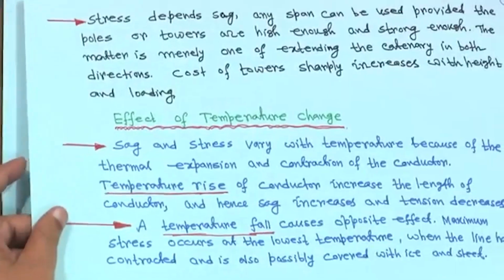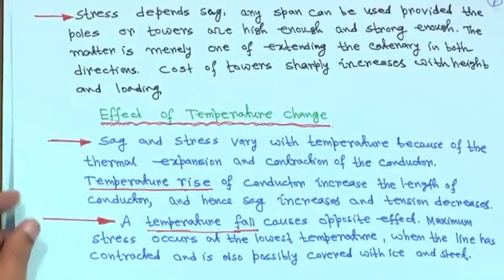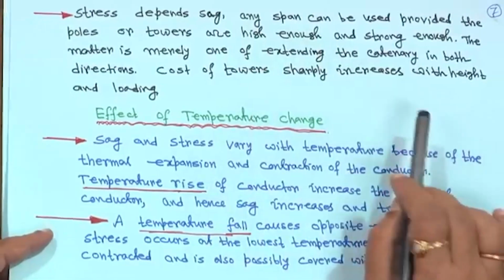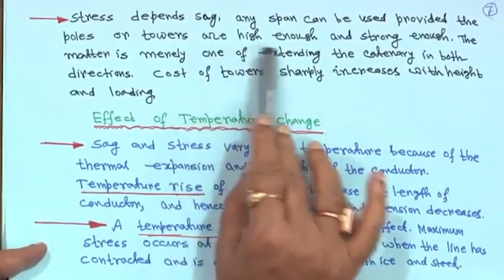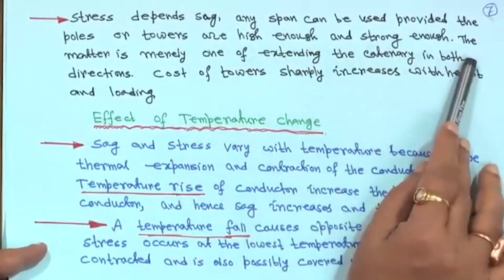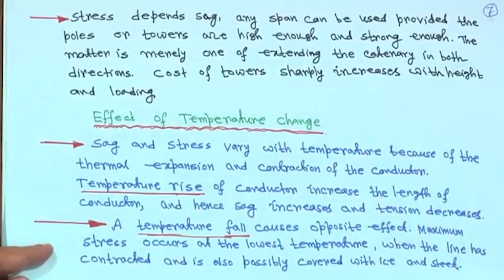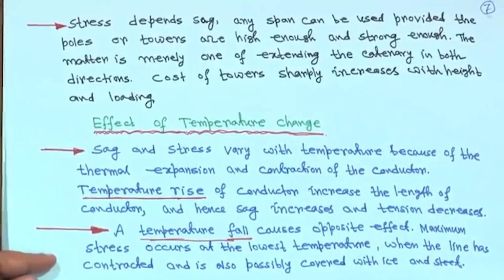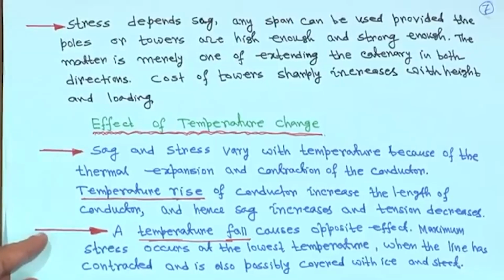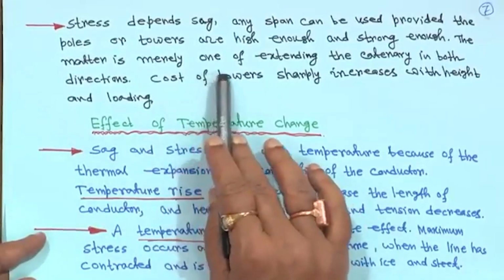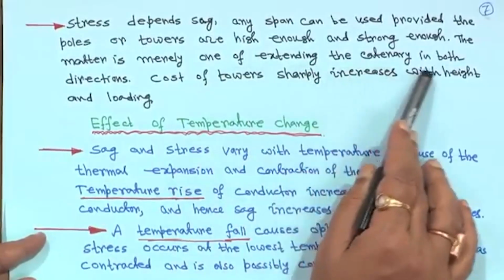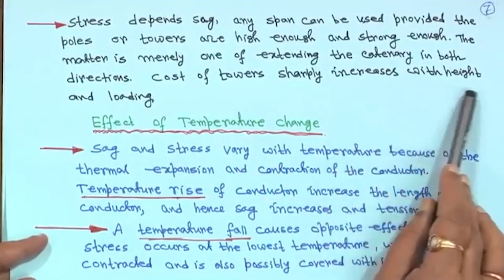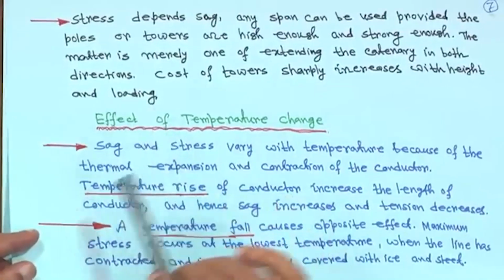Therefore, sag depends on stress, and any span can be used provided the poles or towers are high enough and strong enough. But if you make poles or towers high, then naturally the height of the tower will increase, therefore cost will increase. The matter is merely one of extending the catenary in both directions. So, cost of tower sharply increases with height and loading, right.